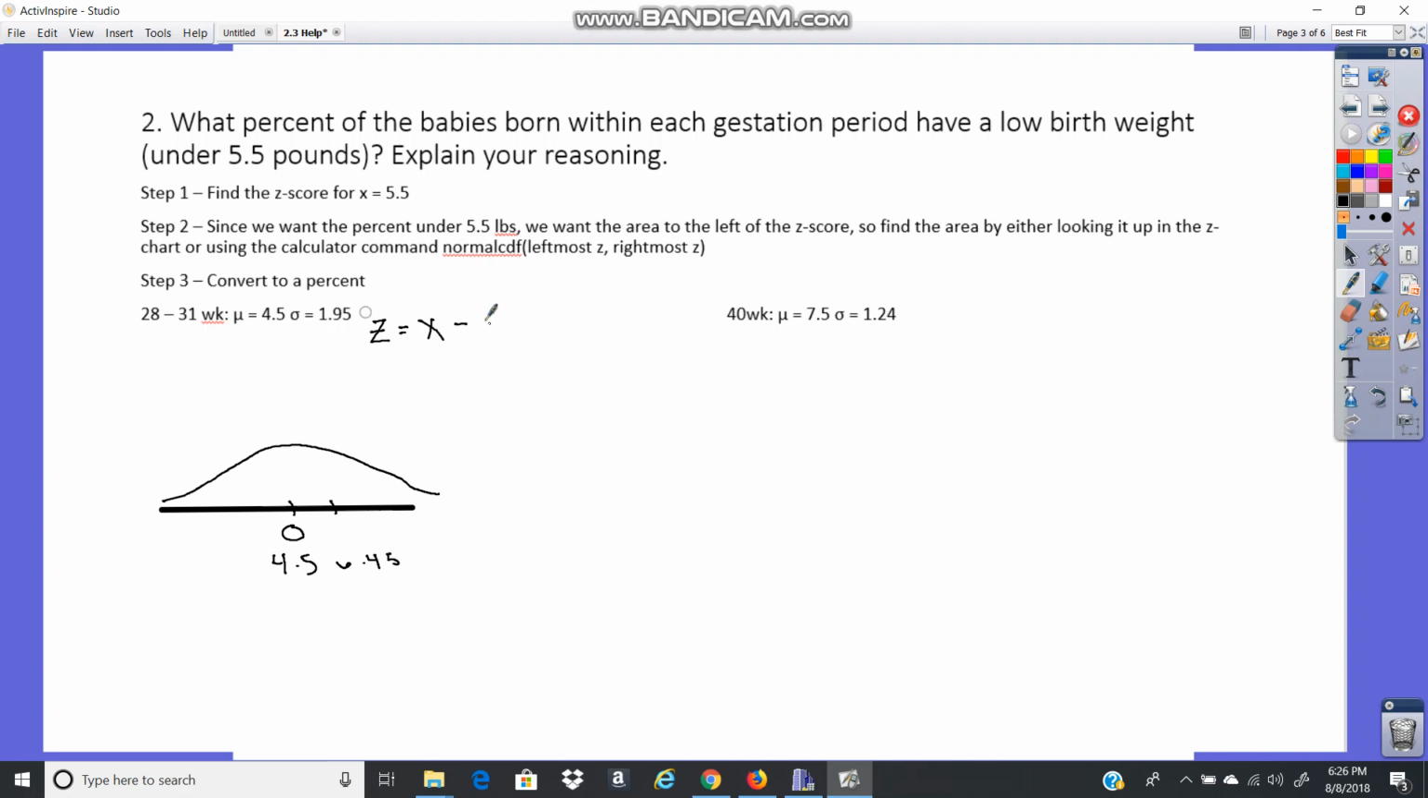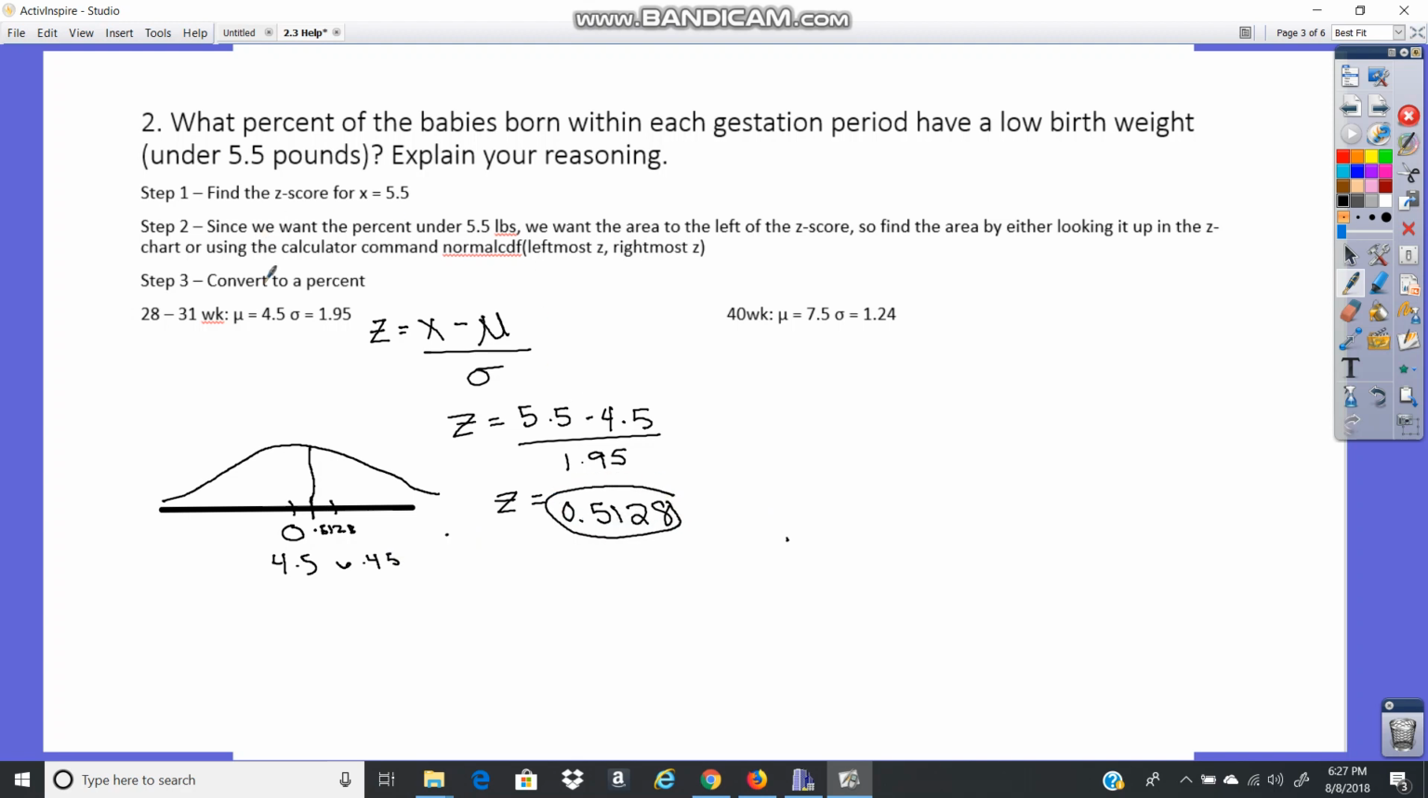Remember the formula is x minus the mean over the standard deviation. So for that z-score, our x is 5.5 minus 4.5, and we're going to put that over 1.95. 5.5 minus 4.5 is 1, divided by 1.95 gives us 0.5128. So that's probably, if this is 0 and this is 1, maybe about right here. We're going to say this is 0.5128. Okay, so that is our z-score.